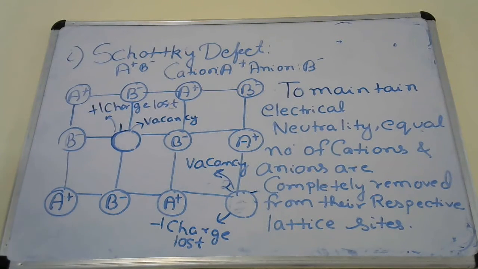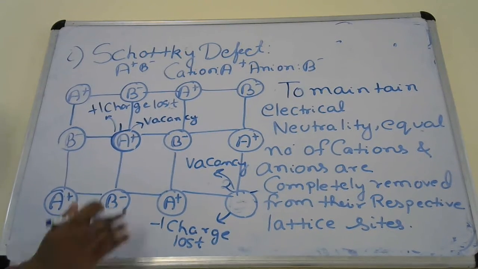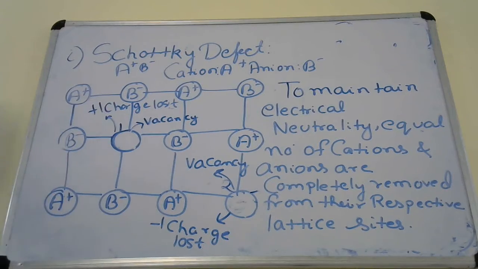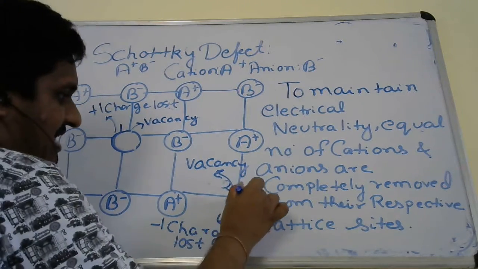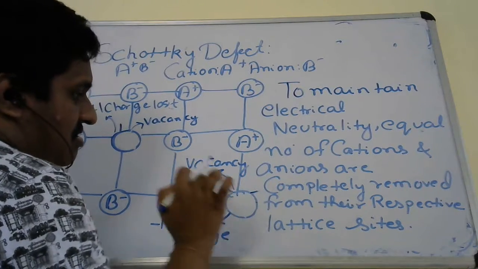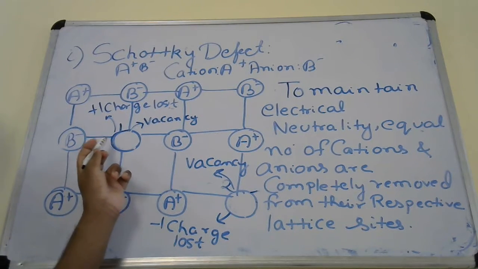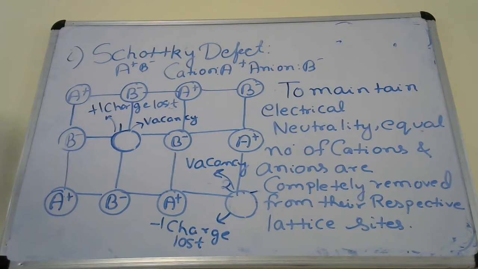Like you saw, when we removed one cation at one position, A plus cation we completely removed. That is why we removed another anion, B minus, from any other position to maintain electrical neutrality. And when you removed cation and anion, a vacancy was created. When I removed the cation, a vacancy was created at one position. When you removed the anion, a vacancy was created at the other position.